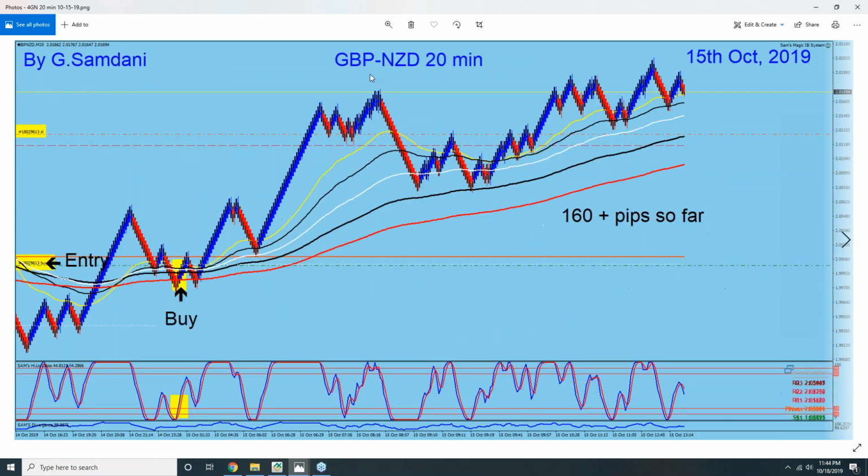And also pound, now the tide changed the next day. Pound started getting strong, and on the 15th October now you see pound NZD going to the upside, 160 pip on the 20-minute chart. You can see on 15, big mover. This pair is a monster.